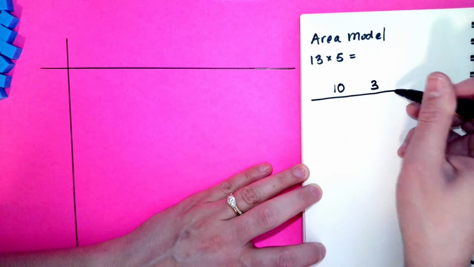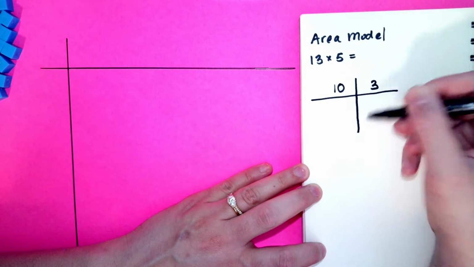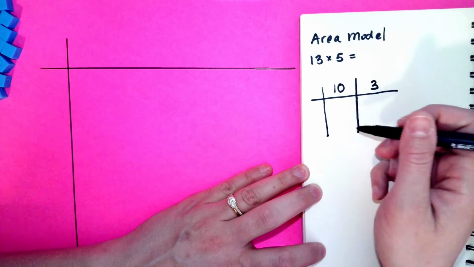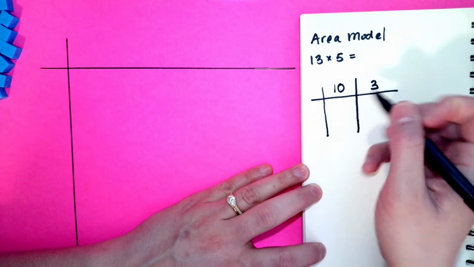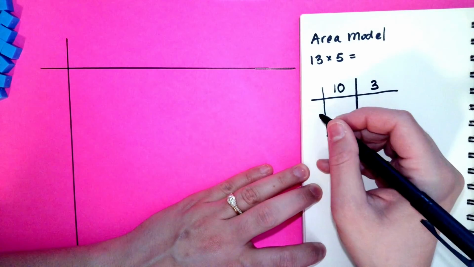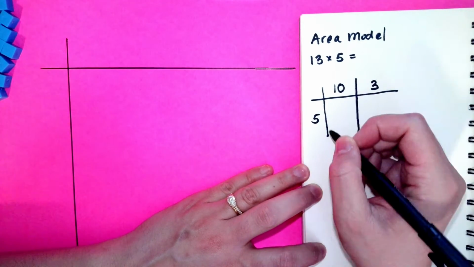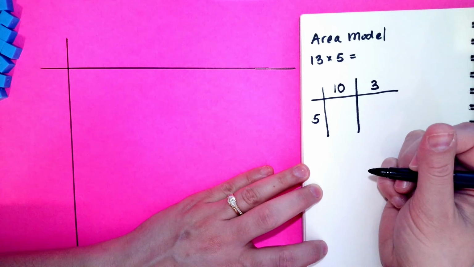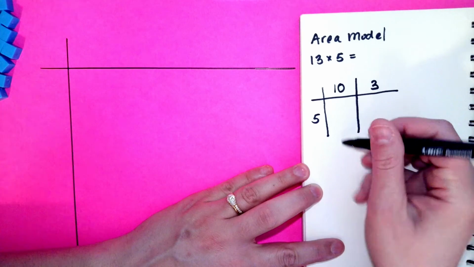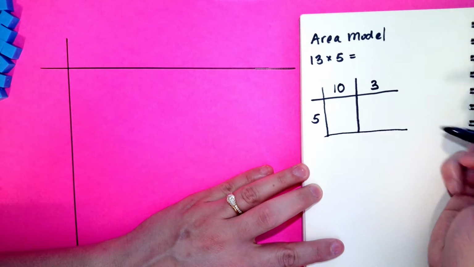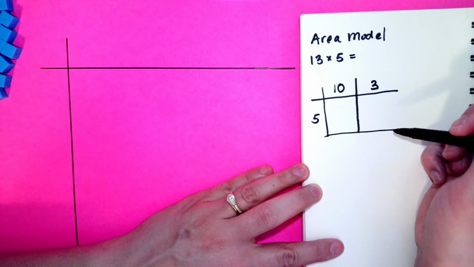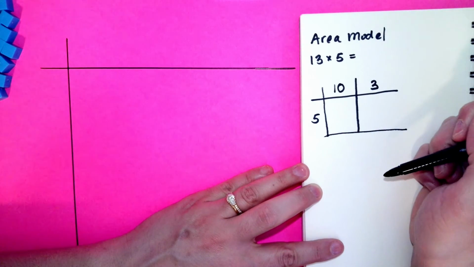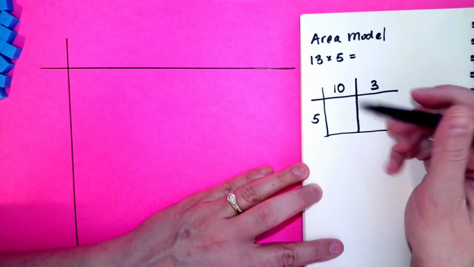And I'm going to make my table so that the tens and ones each have a column, and I'm multiplying by 5. I don't have to decompose 5 because 5 is a single digit number. 5 is made up of 5 ones. So my next step is going to be to multiply each row across each column to get my partial products.